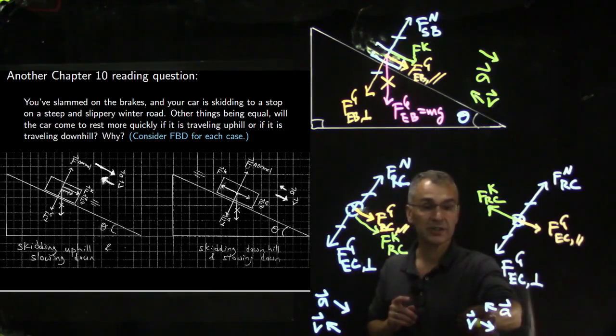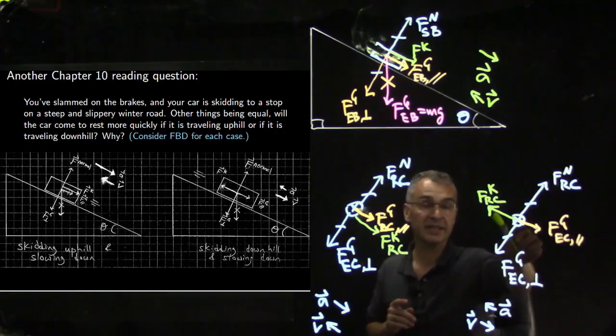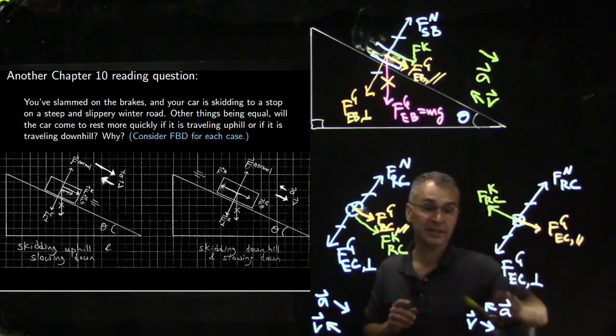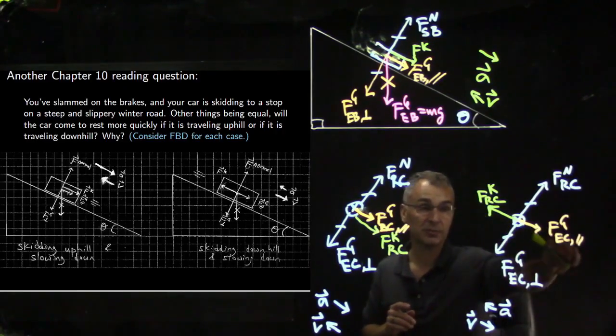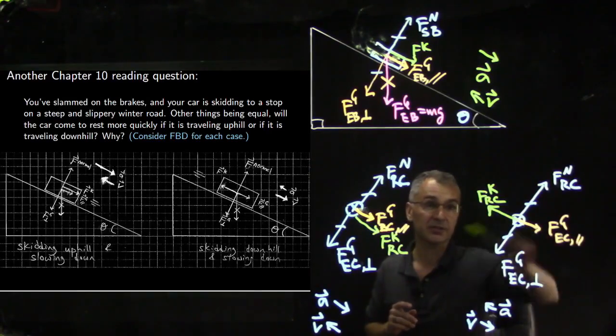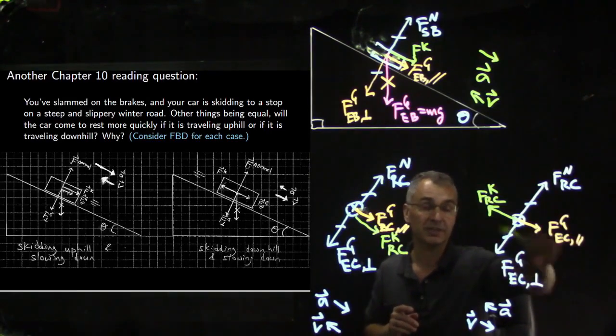But here we are sliding downhill and we're slowing down. So sliding downhill, then it must be kinetic friction, and the kinetic friction must point uphill. And if I'm slowing down, then it must be enough kinetic friction to be a larger kinetic friction arrow than this downhill component of gravity. So this green arrow must be bigger than this orange arrow.